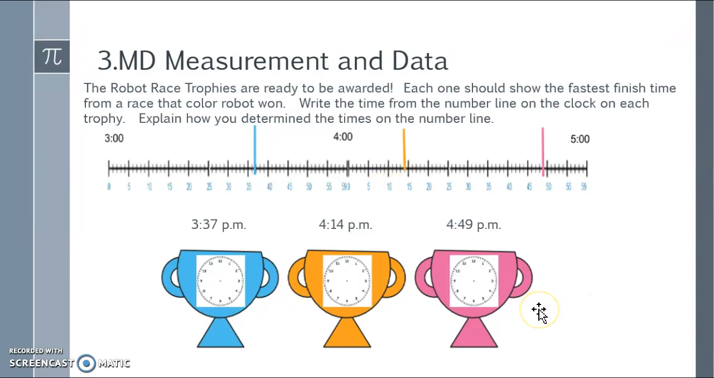And finally, the pink one, I get 4:49. I'm still slightly past the 4 o'clock, but not quite to the 5 o'clock benchmark. I am past 4:45, but not quite to 4:50. So I count 1, 2, 3, 4 to get 4:49.